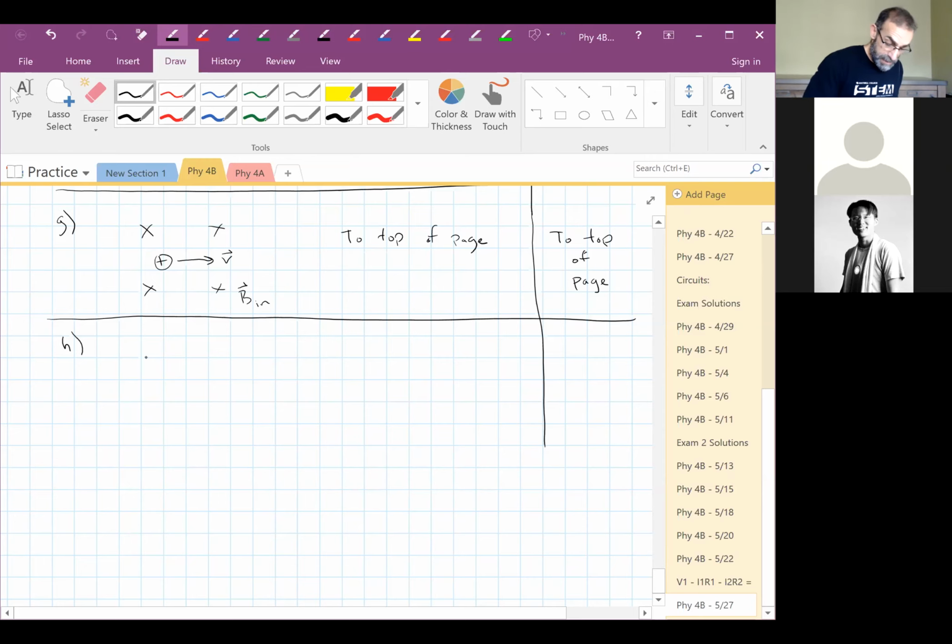And how about B coming out of the page this time? And let's make it a negative particle going that way.